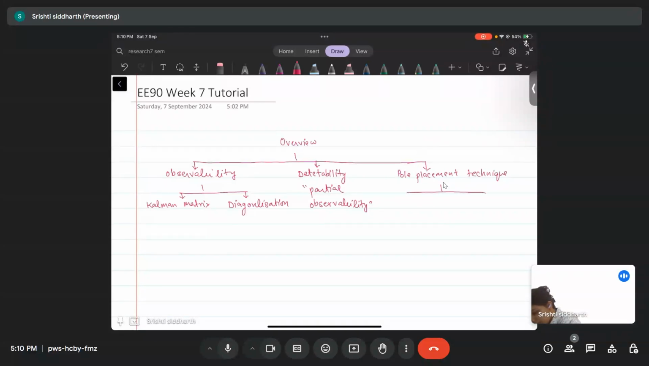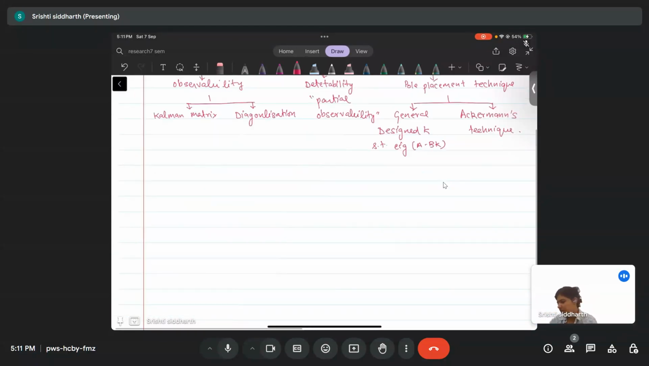So there were two techniques discussed. One was the general technique in which you design the gain K such that the eigenvalues of A minus BK are located at the desired positions in the S-plane, or the other one was Ackermann's technique. Alright, so let's discuss the first topic.